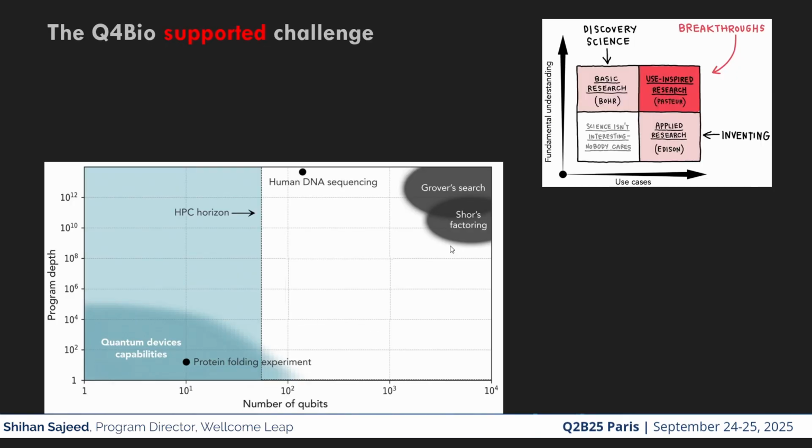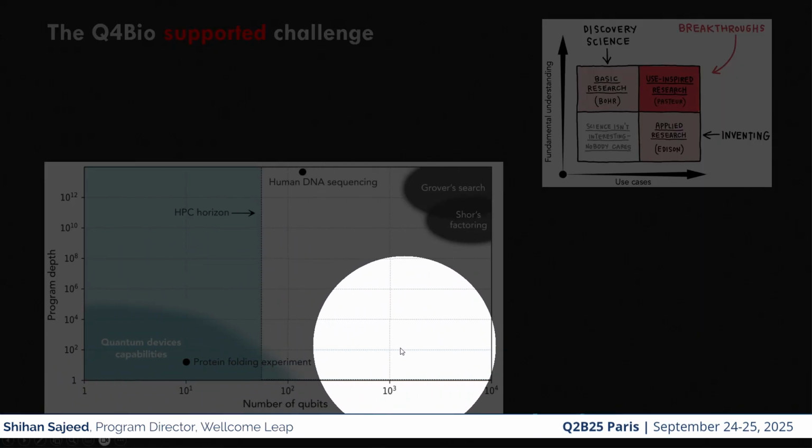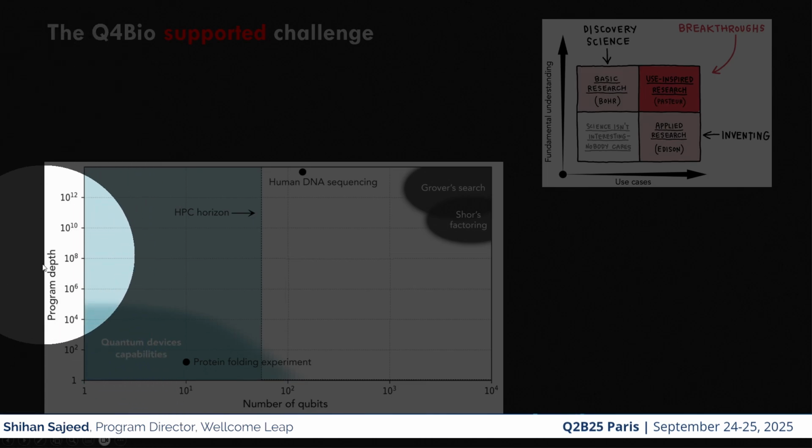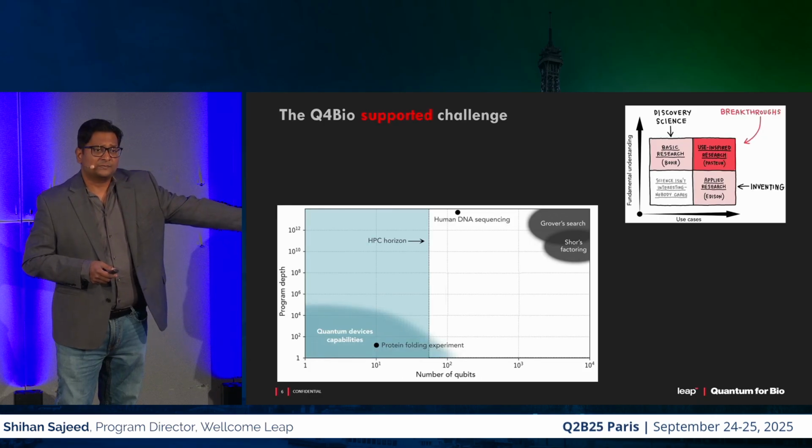So how is Q4Bio related to that? This diagram sums it all up. On the x-axis, we are showing the number of qubits, and on the y-axis, we are showing program depth, or how much computation you can make with those qubits. This shaded area on the bottom left shows the capabilities of the existing quantum systems that we have. If you match them to the previous figure, this is research geared towards innovation.